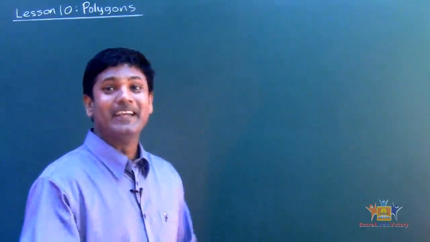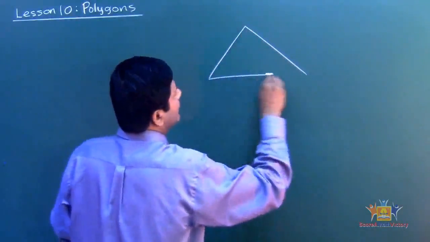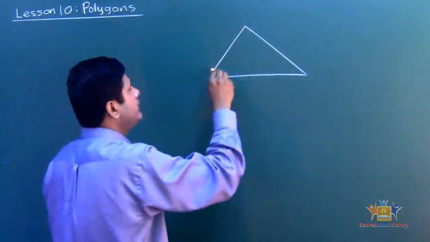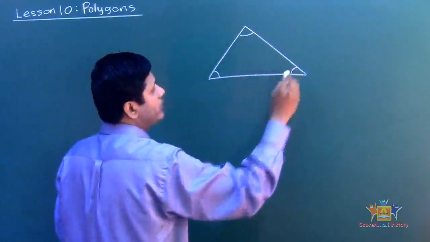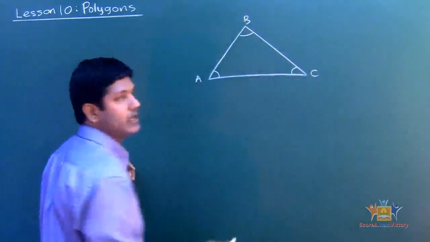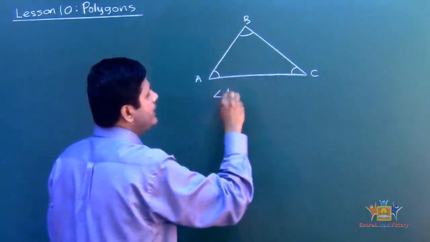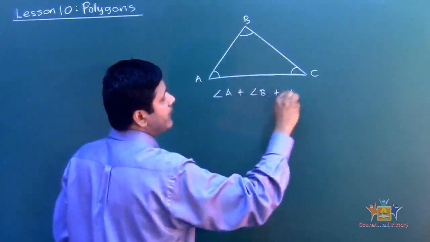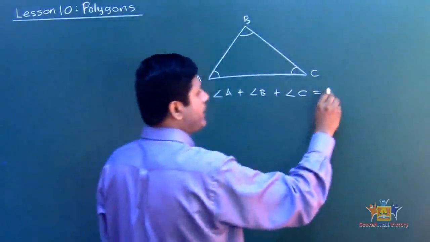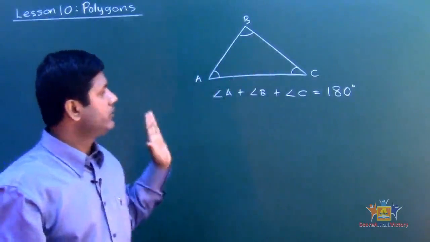Alright, my dear students, now let's draw a triangle on the board. A triangle has three sides and three vertices, and this is the angle inside the triangle. Let's label it A, B, C. The total of the inside angles, angle A plus angle B plus angle C, is always equal to 180 degrees. Keep in mind, it never changes. For a triangle, 180 degrees.